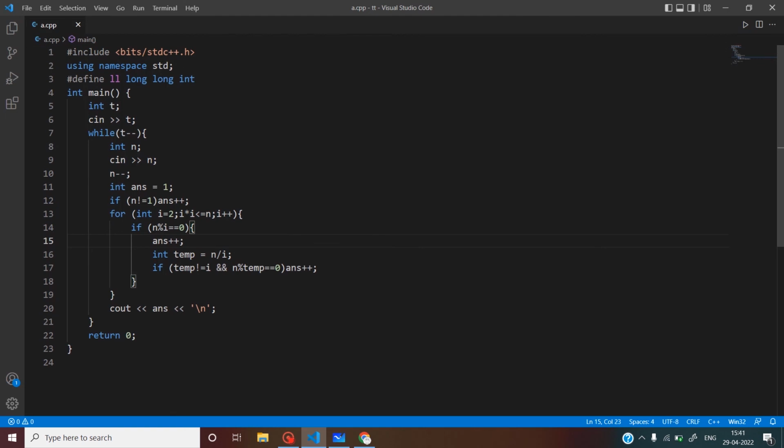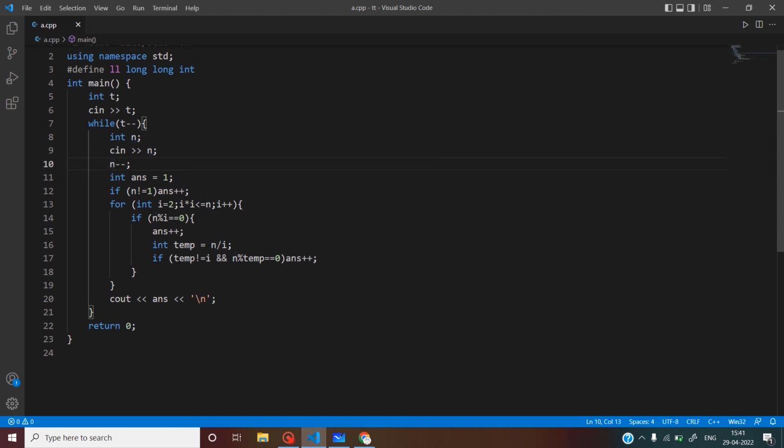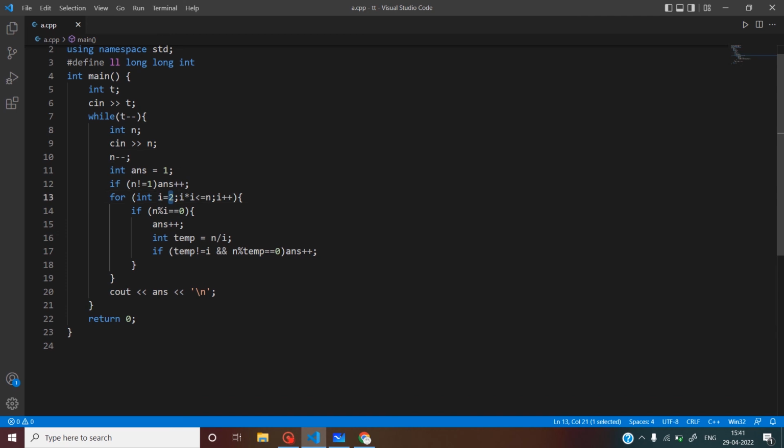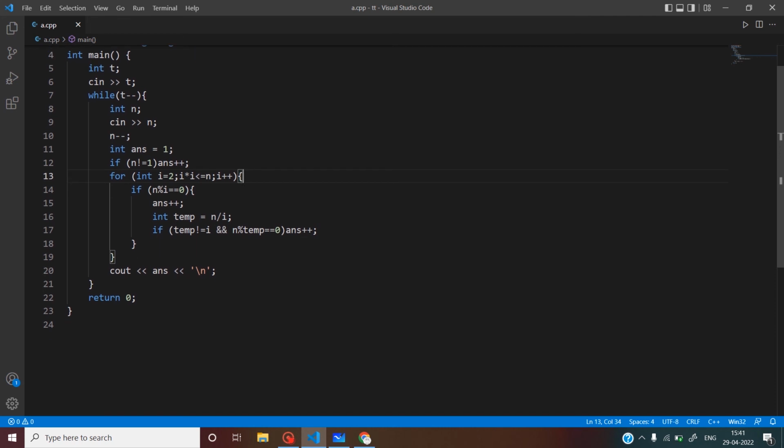This is the C++ implementation of the solution. We are taking n, the number of players, as input, and then we are decrementing it because we are keeping track of only n minus 1. Then we are traversing from I equal to 2 to square root of n, and we are keeping track of if I divides n. If this is the case, we can divide n into subgroups of size I. So we will increment our answer.